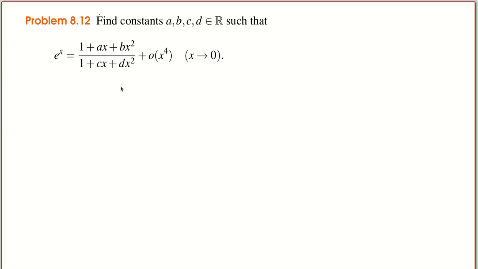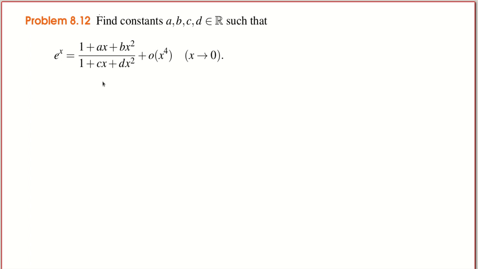In this exercise, we're going to develop a rational approximation to the exponential using Taylor expansion. So what we want is to determine constants a, b, c, and d, so that this rational function here is an approximation to the exponential in such a way that the difference divided by x^4 goes to 0 when x goes to 0.